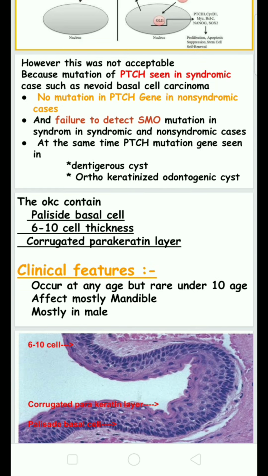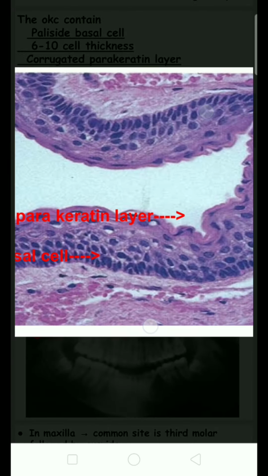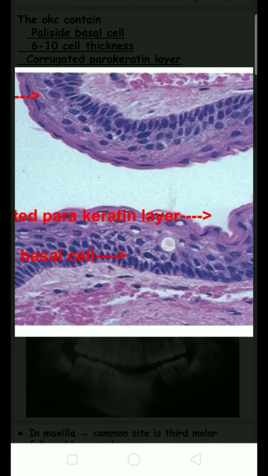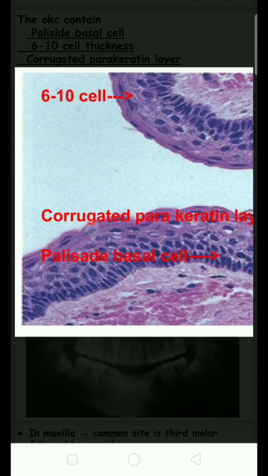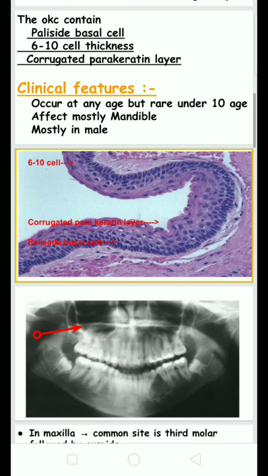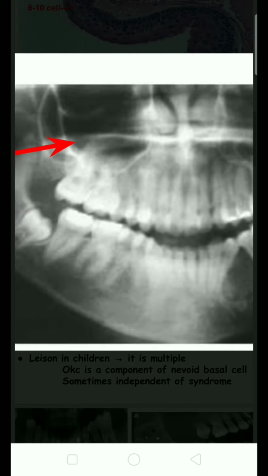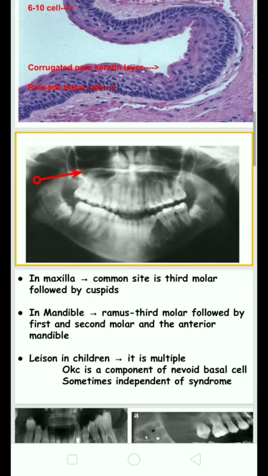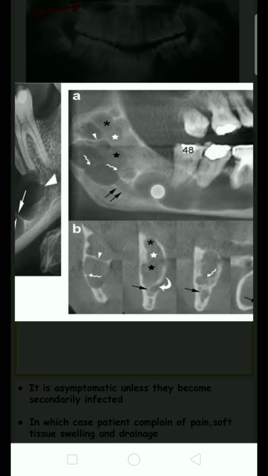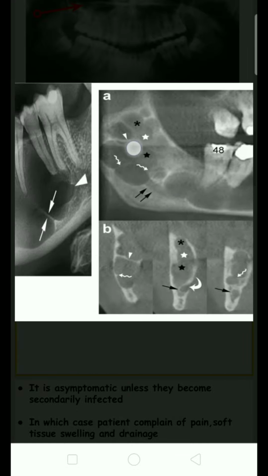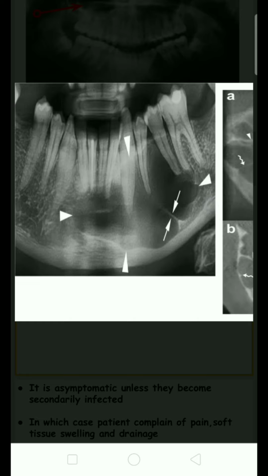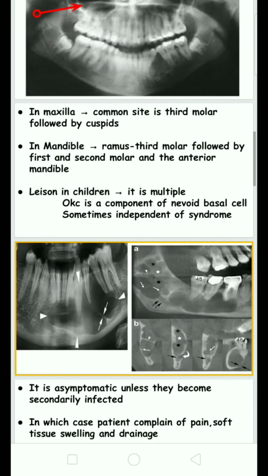The odontogenic keratocyst contains palisaded basal cell layers, 6 to 10 layers in thickness, and a corrugated parakeratin layer is seen. In the maxilla, the common site is the third molar region, extending up to the cuspids. In the mandible, it is also seen in the third molar region, extending up to the angle of the ramus of the mandible, and sometimes in the anterior regions. Lesions in children are multiple. The odontogenic keratocyst is a component of nevoid basal cell carcinoma syndrome, but sometimes it is independent of the syndrome.